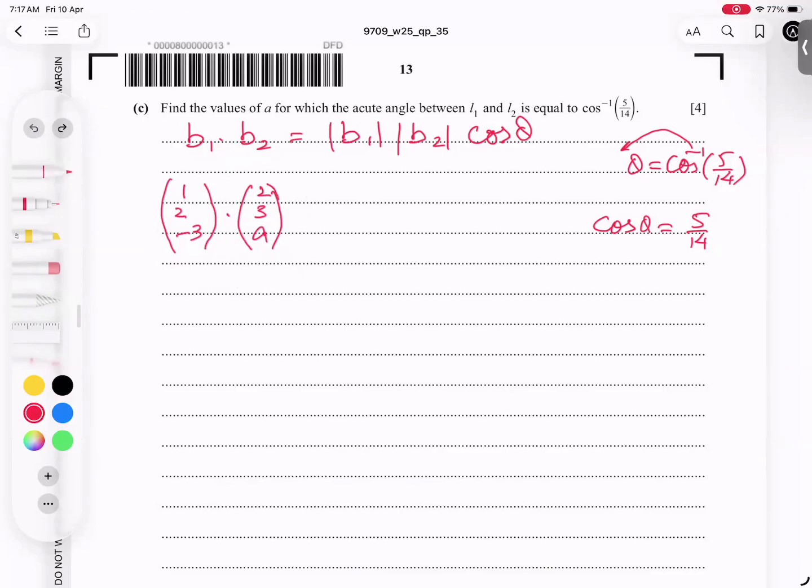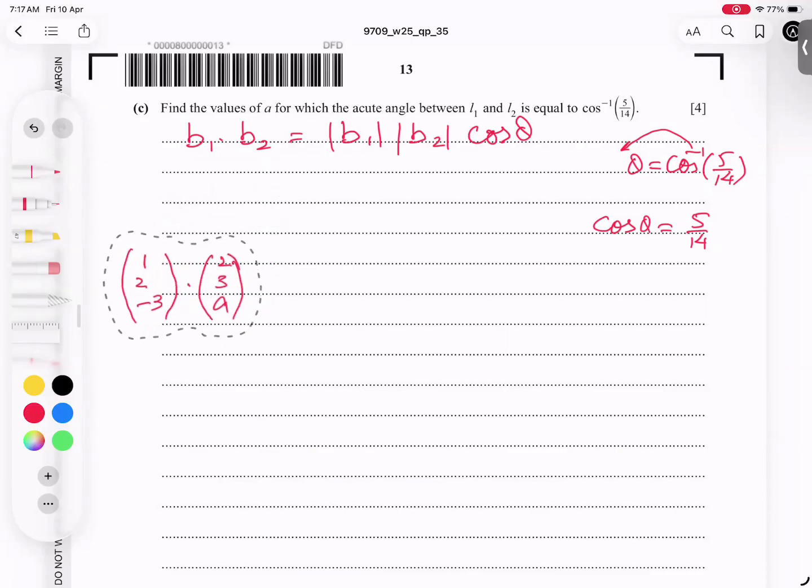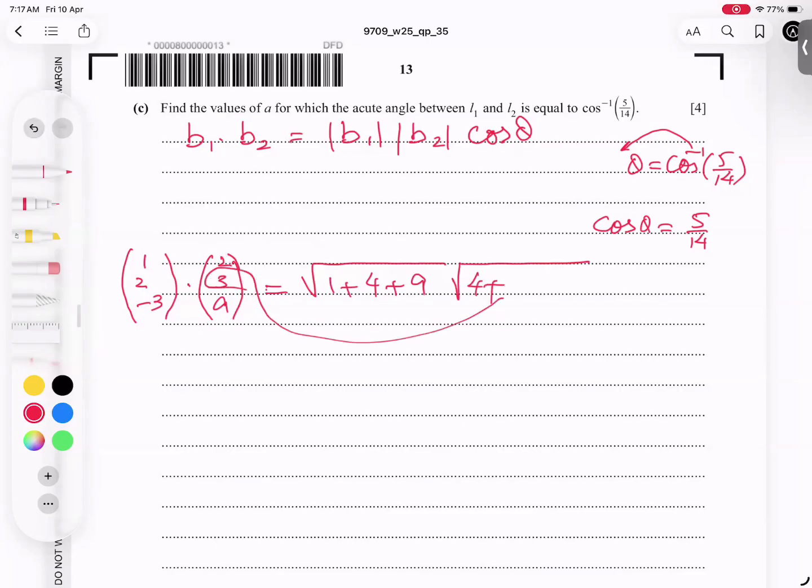And now students, this I'm writing now here. So it is equal to the magnitude of this, which I'm writing here, which is very clear. 1 square is 1, 2 square is 4, and 3 square is 9. And what about the magnitude of this? 2 square is 4, 3 square is 9, and a square. Into cos theta, and the value is 5/14.